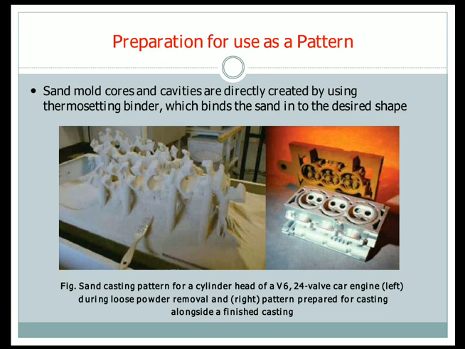The left figure shows a sand casting pattern for a cylinder head of a V6 24-valve car engine. For the V6 24-valve engine, they have manufactured a sand casting of the engine, shown during loose powder removal. The right figure shows a pattern prepared for casting alongside a finished casting. So there is one finished casting and one sand mold casting in the right figure.